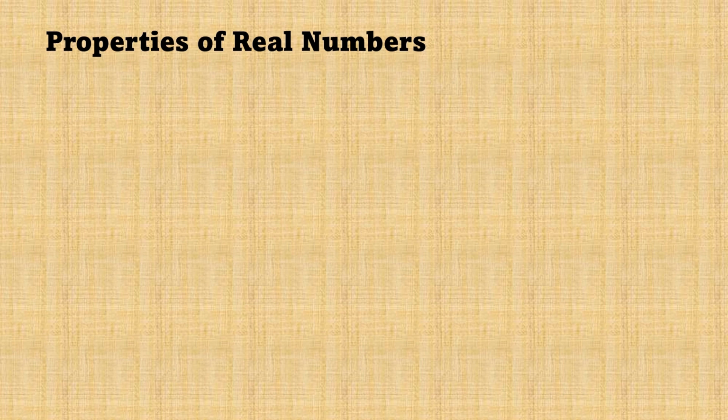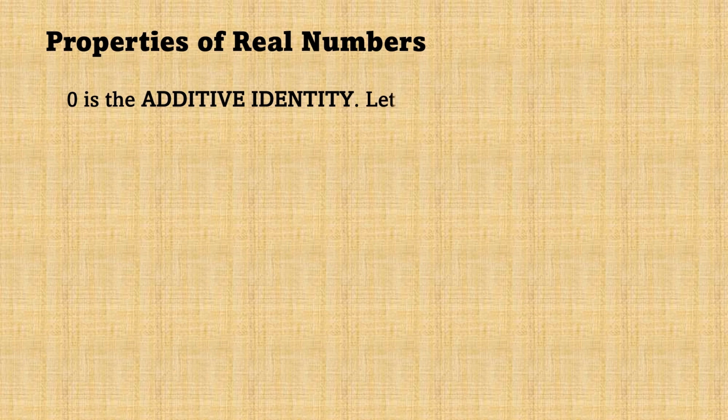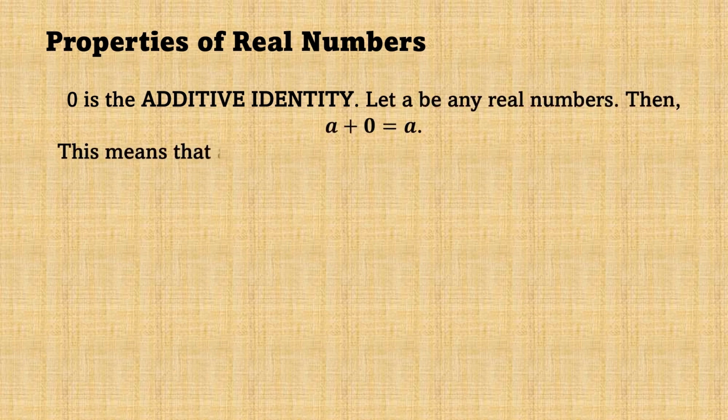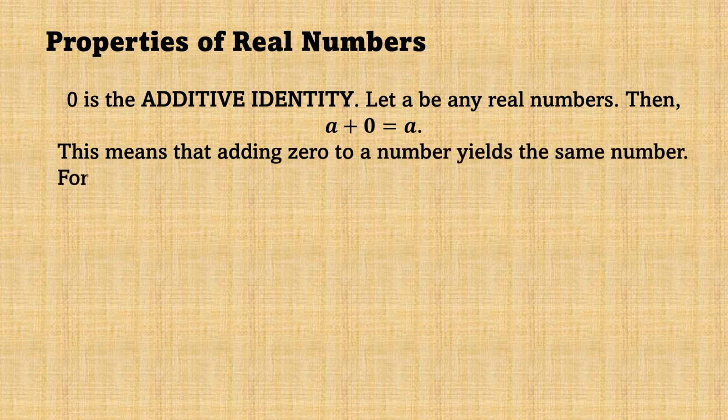We also have 0 is the additive identity. Let a be any real number. Then, a plus 0 equals a. This means that adding 0 to a number yields the same number. For instance, 8 plus 0 equals 8.